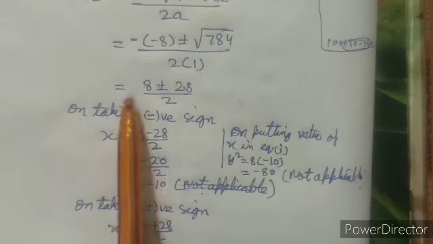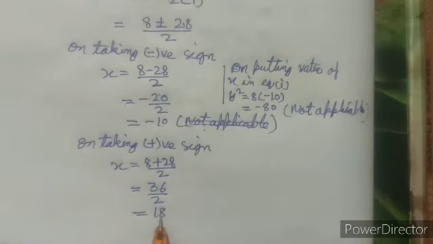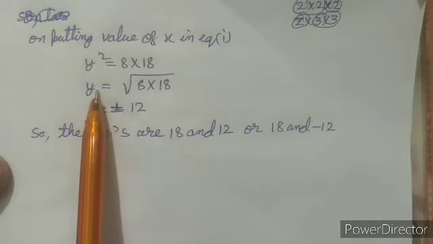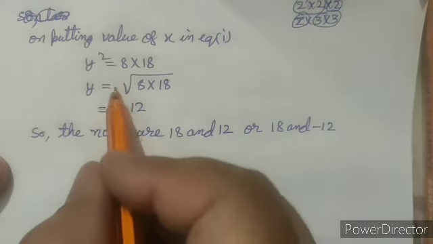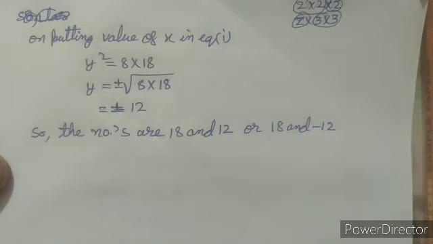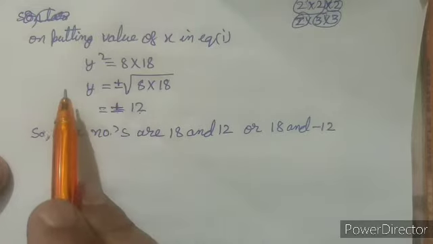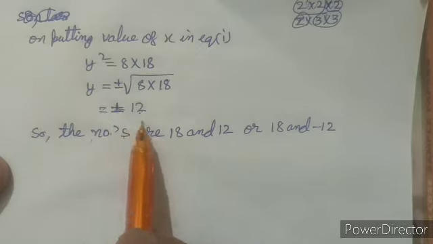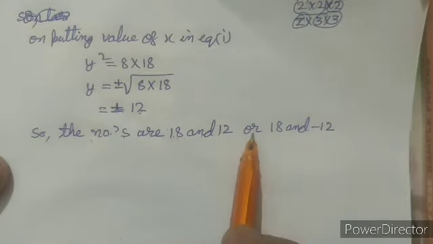Now this will give us x equal to 8 plus 28 upon 2, and this is giving the value of x as 18. Now on putting the value of x in equation first again, we are getting y square equal to 8 into 18, that is 144, and y equal to under root 144. Now the root of a number can be positive as well as negative, so that will give us plus minus 12. Therefore the numbers will be 18 and 12, or 18 and minus 12.